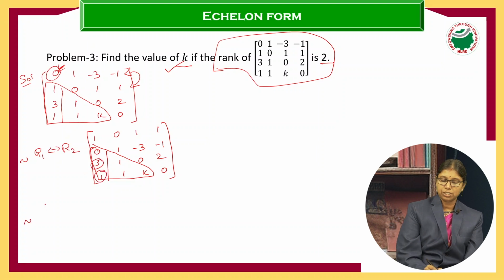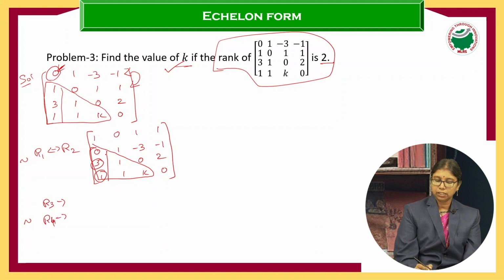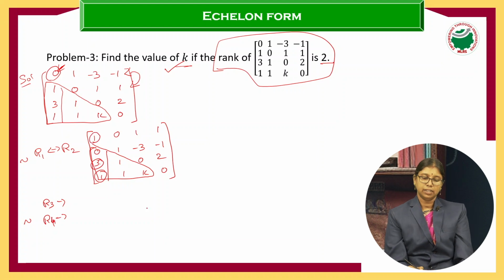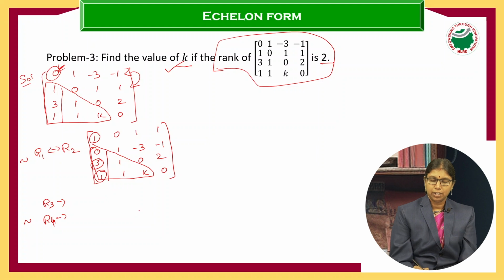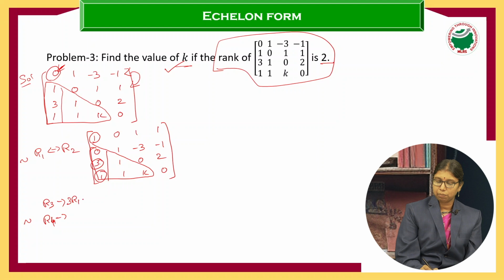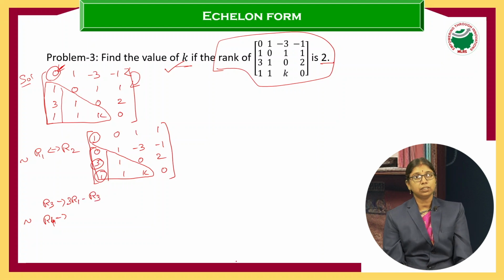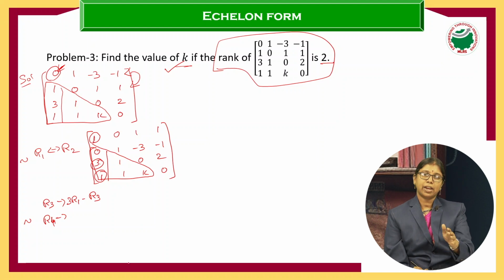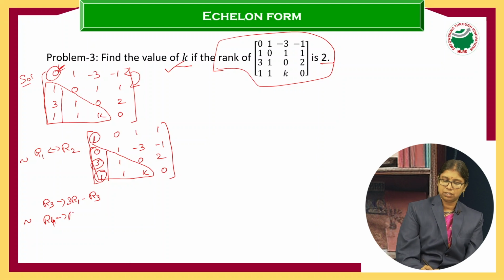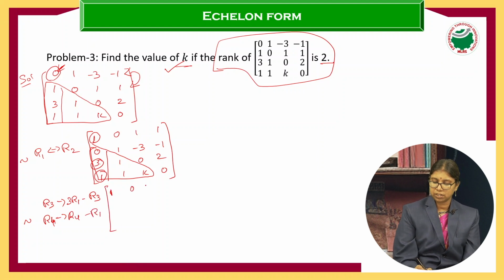That means we have to change R3 and R4. How can we change R3? The corresponding value in R1 is 1. Here I have 3. If you get 3 here, then 3 minus 3 you will get 0. That means you have to multiply the first row by 3, so 3 times the first row minus the third row. Subtract that from the third row. Next, in R4 I have 1. Here also I have 1. So by subtracting both the rows directly you will get 0. That means R4 minus R1. Now what about these values? First row is 1, 0, 1, 1. We are not changing the second row also.